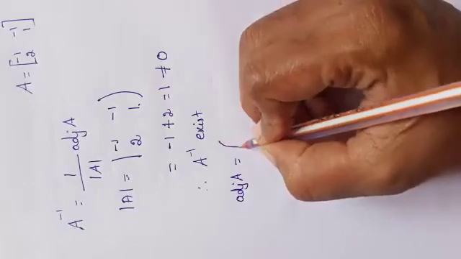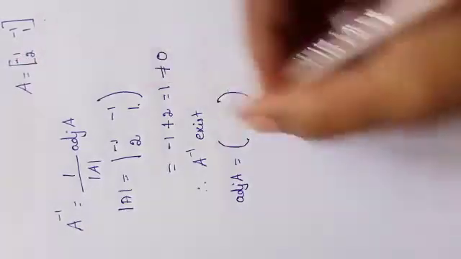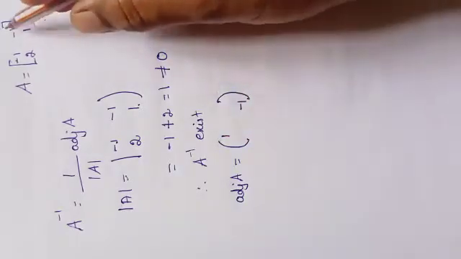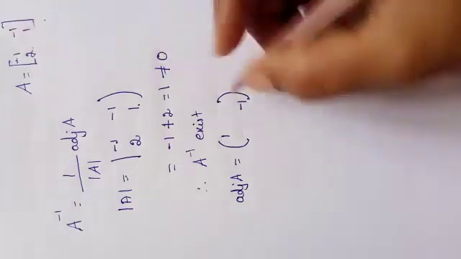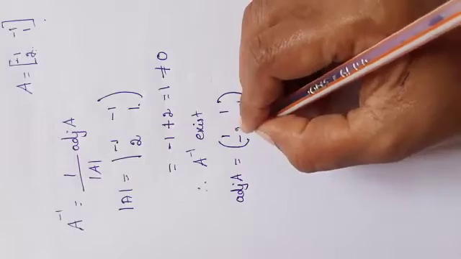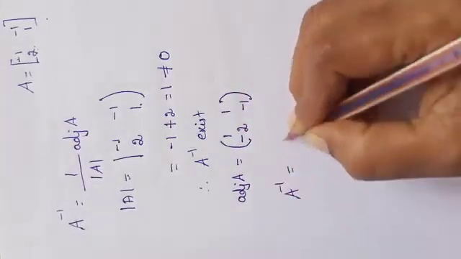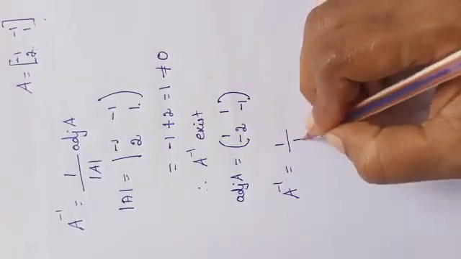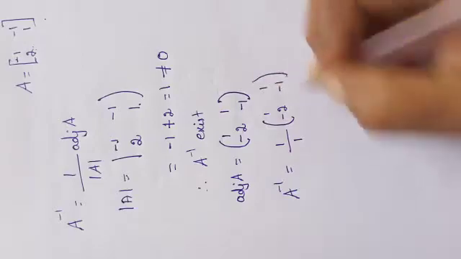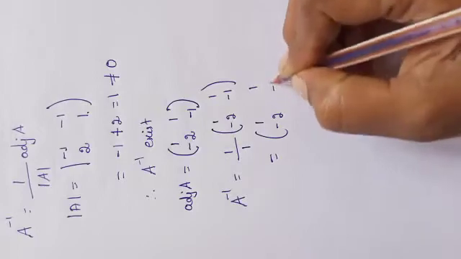Since A inverse exists, we have to find out adj A. Since it is a 2 by 2 matrix, we can directly write it, isn't it? Exchange the main diagonal, so 1 and minus 1, and change the sign of the other diagonal. So minus 1 means plus 1, and here it is plus 2. So our answer will be minus 2. Now substitute in A inverse. A inverse is equal to 1 by determinant A into adj A, which gives [1, 1; minus 2, minus 1]. Therefore, our answer is [1, 1; minus 2, minus 1].